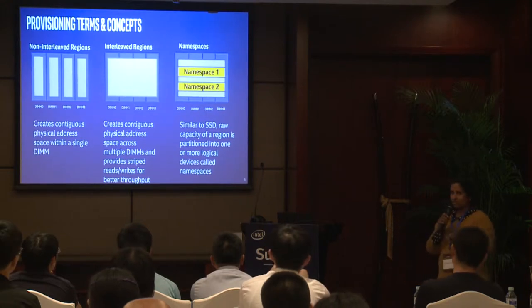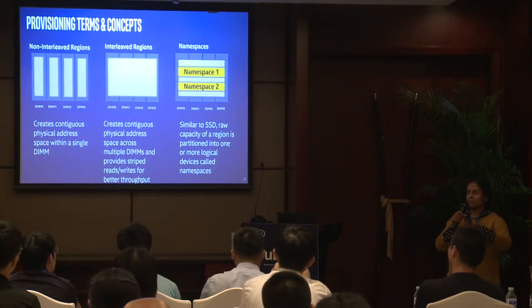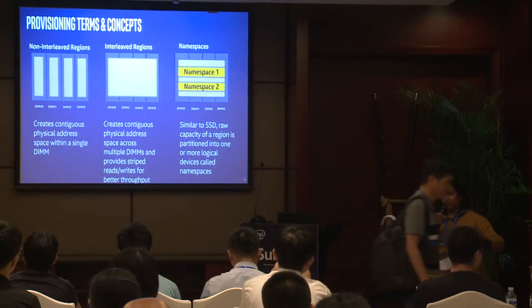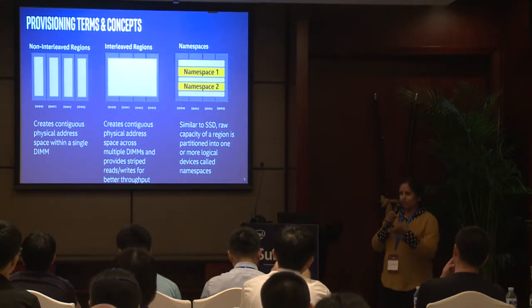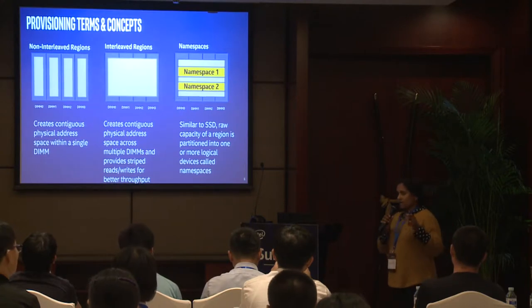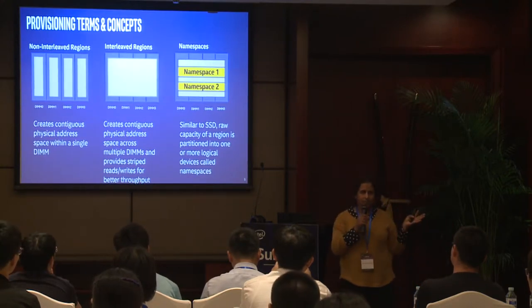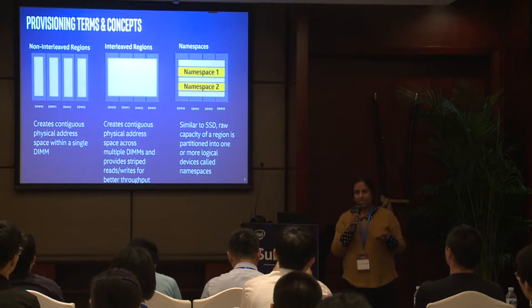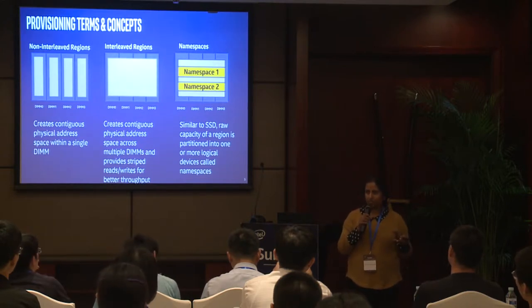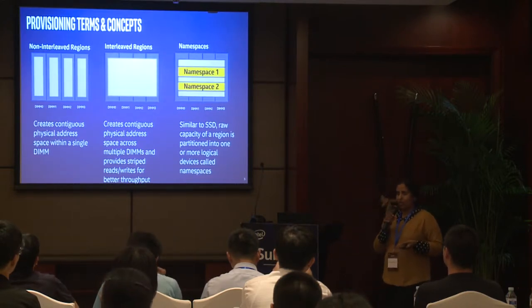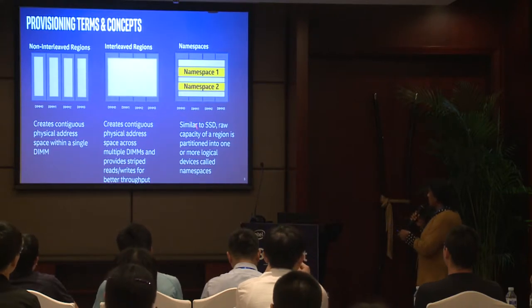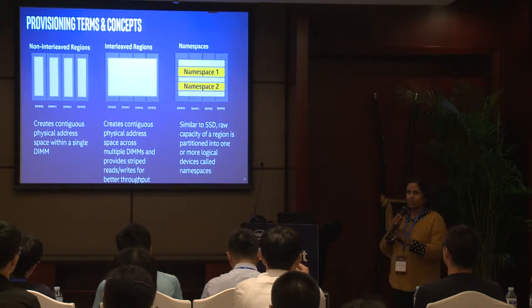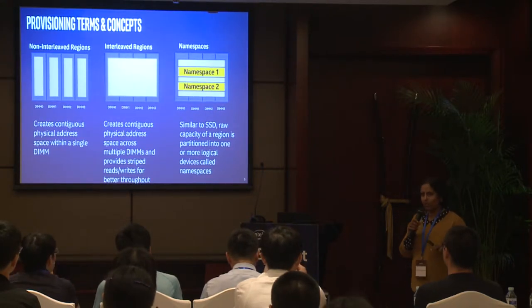So basically, regions is where we bootstrap raw capacity into contiguous address space. But after creating regions, it's still not exposed to the applications. So we need to format it into something called namespaces. Just like NVMe SSDs, where you create namespaces as you format your SSDs, you create a namespace on top of a region. So just remember these terms, regions and namespaces are a very important part of provisioning.